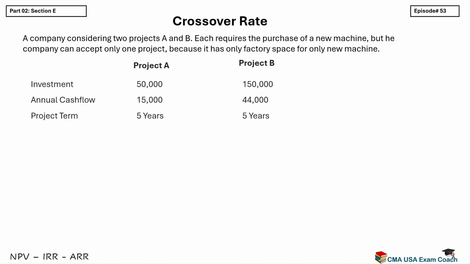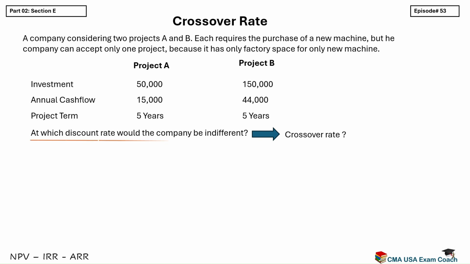Each project requires the purchase of a new machine, but the company can accept only one project because there is space for only one new machine in the factory. Here are the details. Project A requires an investment of $50,000, provides annual cash inflows of $15,000, and has a project term of 5 years. Project B requires a larger investment of $150,000, provides higher annual cash inflows of $44,000, and also has a project term of 5 years. Now the question is, at which discount rate would the company be indifferent between these two projects? In other words, what is the discount rate at which both projects give the same NPV?